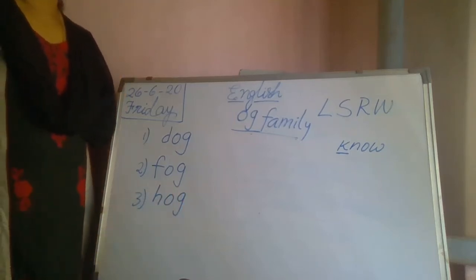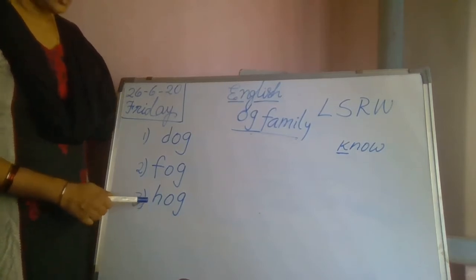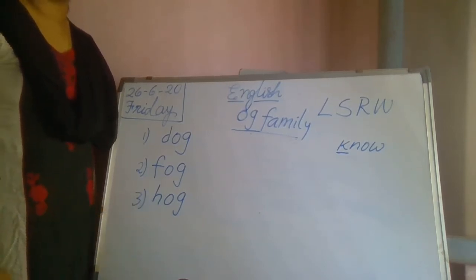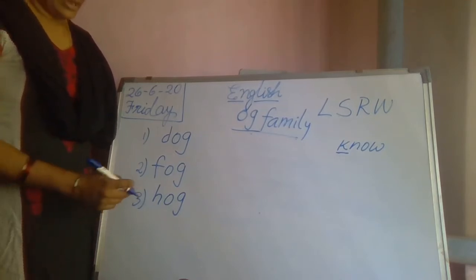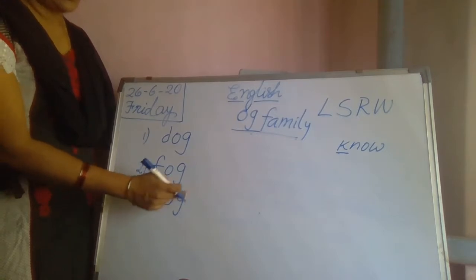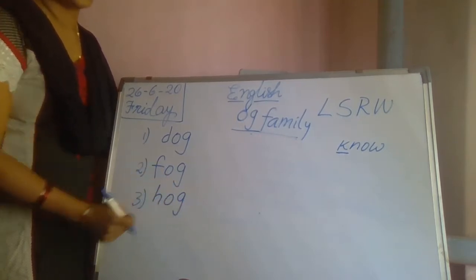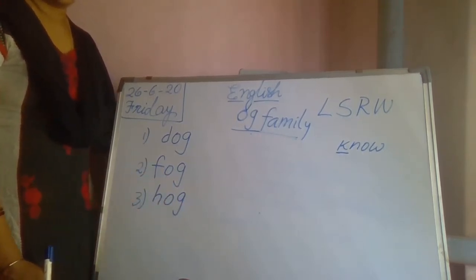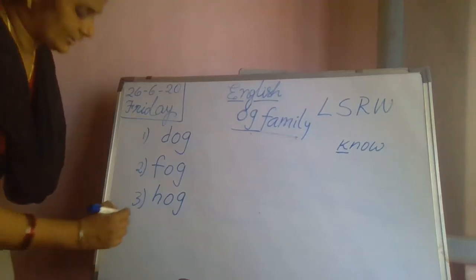Next, H O G, hog. H for hat. H gives the ha sound. If we connect this H to the og family, how can we pronounce it? Hog.